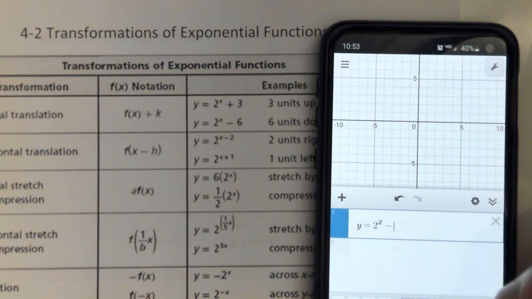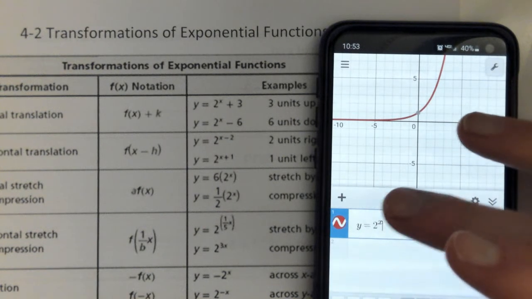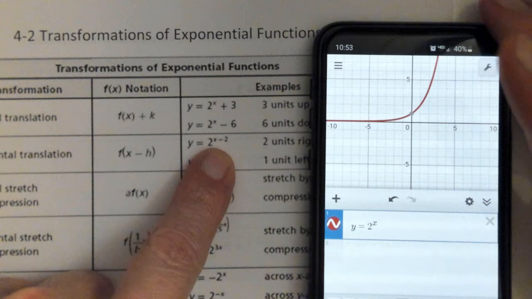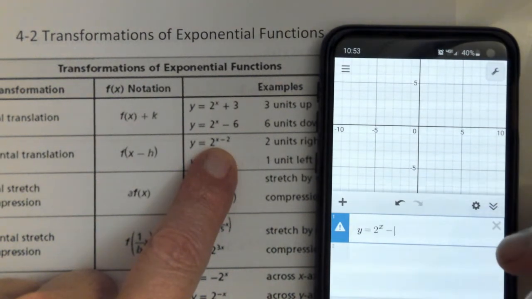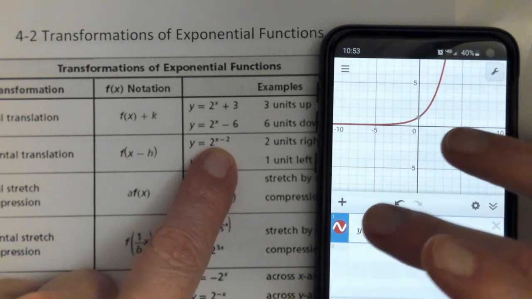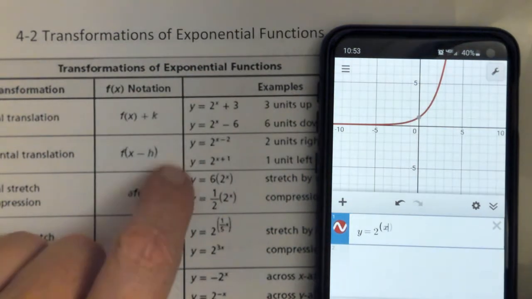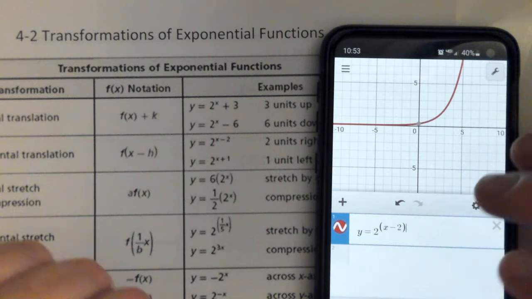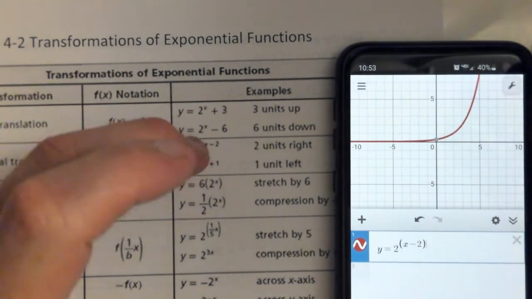The next type of movement is adding or subtracting to the exponent itself, right? Let's see what happens if I just subtract. Oh, don't want to do that. Remember we ran into this last time. I actually have to put it in parentheses, so let's do it. That's going to be minus 2. And look what happens. It has actually shifted 2 units to the right.